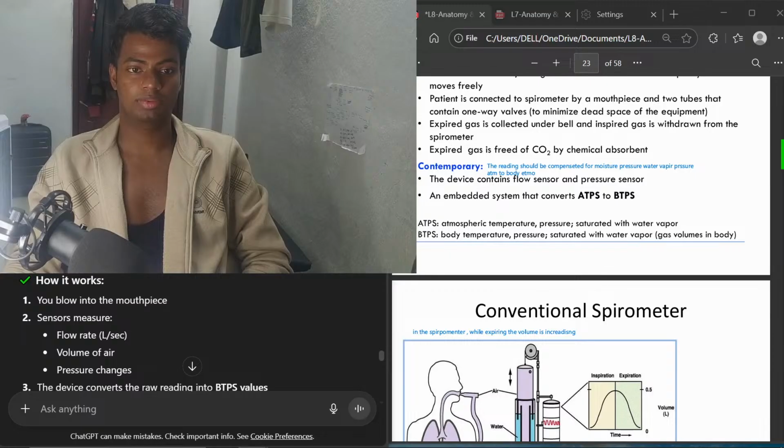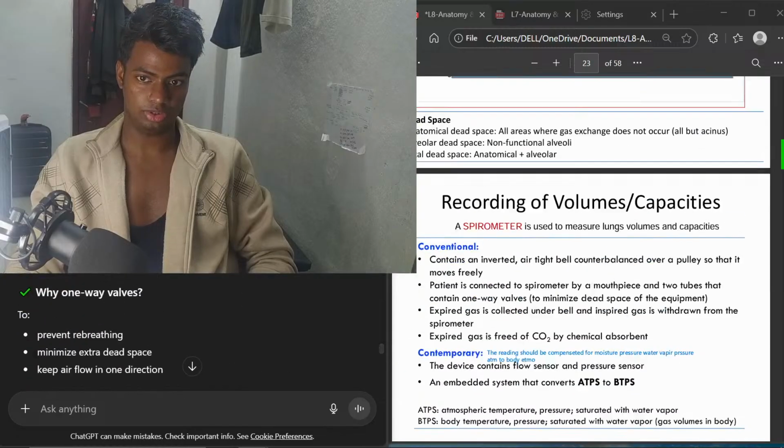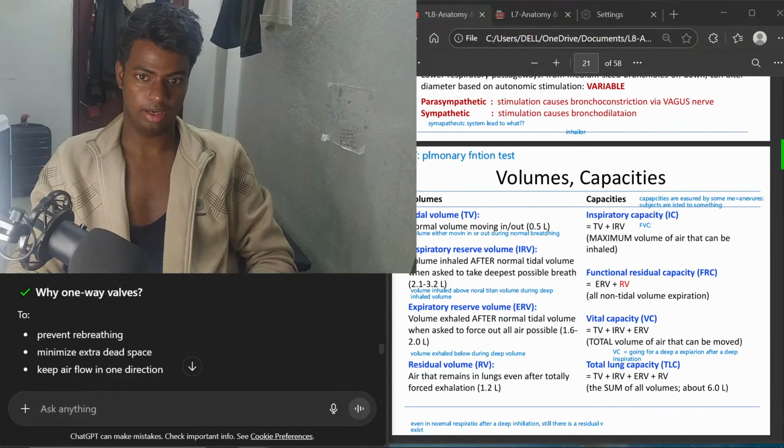Now, contemporary spirometer. Oh, okay, done, but you have to write notes. Okay, right now I have to make notes.